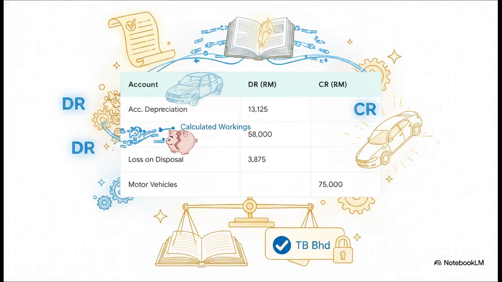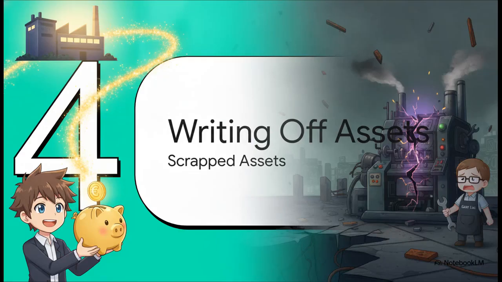And here is where the magic of our golden checklist really shines. When we plug our carefully calculated numbers straight into our journal entry, everything aligns perfectly. We debit the accumulated depreciation for 13,125. We debit the bank with the 58,000 we got from Gary, we debit our calculated loss of 3,875, and finally, we credit the original cost of the motor vehicle, which was 75,000. Add up all those debits, and they perfectly match your $75,000 credit, neatly and permanently removing the vehicle from TBBHD's books. Done and dusted. Moving right along to Section 4.